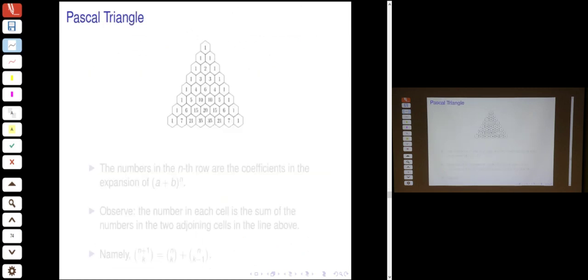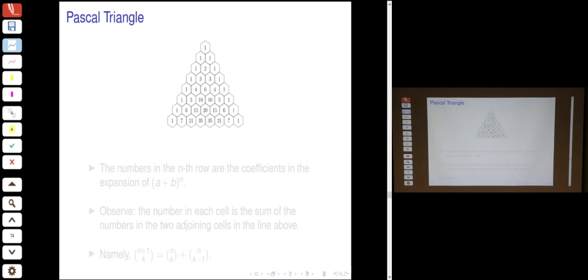Now there's an easy way to remember the coefficients. It's called Pascal's triangle. In Chinese they call it a different name, after a Chinese mathematician. Let's say the third row corresponds to a plus b squared. You get a squared plus 2ab plus b squared. Then a plus b cubed is a cubed plus 3a squared b plus 3b squared a plus b cubed. These are the binomial coefficients.